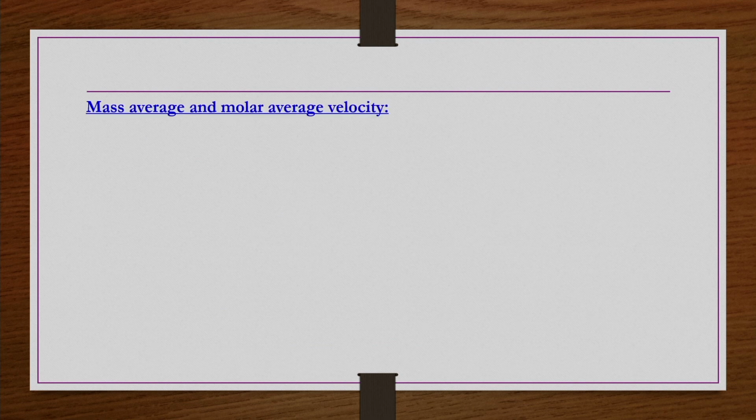So, mass average and molar average velocity we define now, because we are discussing mass transfer by convection. When it is convection, velocity would be there. So then, which velocity should we consider, mass average velocity or molar average velocity? Both of them can be utilized. So, individually we see what they are.